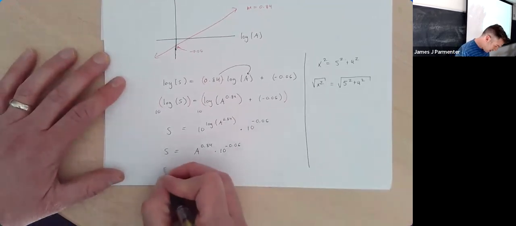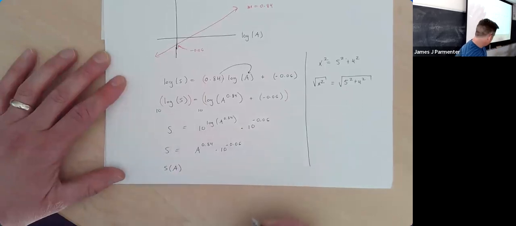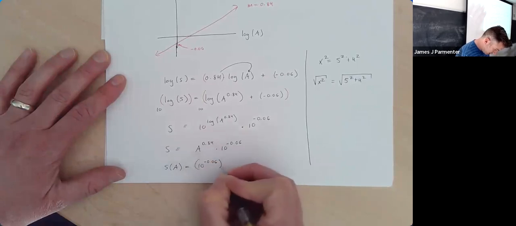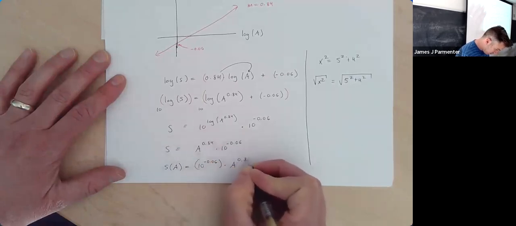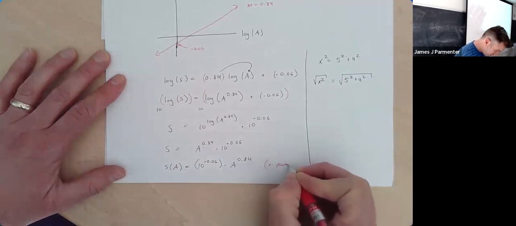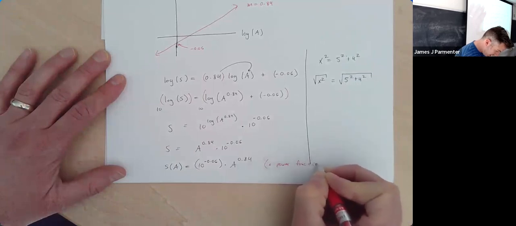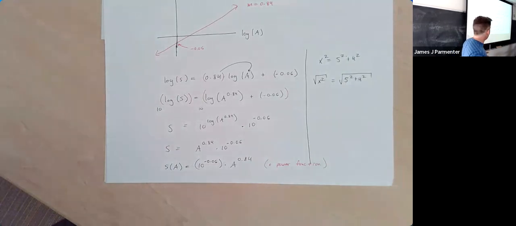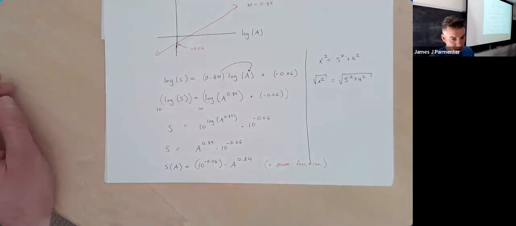You could rewrite this as s as a function of a, if you really want to, is equal to 10 to the negative 0.06 times a to the 0.84. Notably, not surprisingly, a power function, because your variable is being raised to a power. And we always expect to get a power function if our linear relationship was a log-log linear relationship. Whereas if it was semi-log, we would expect to get something exponential. So questions about any of that before we do a couple more examples?